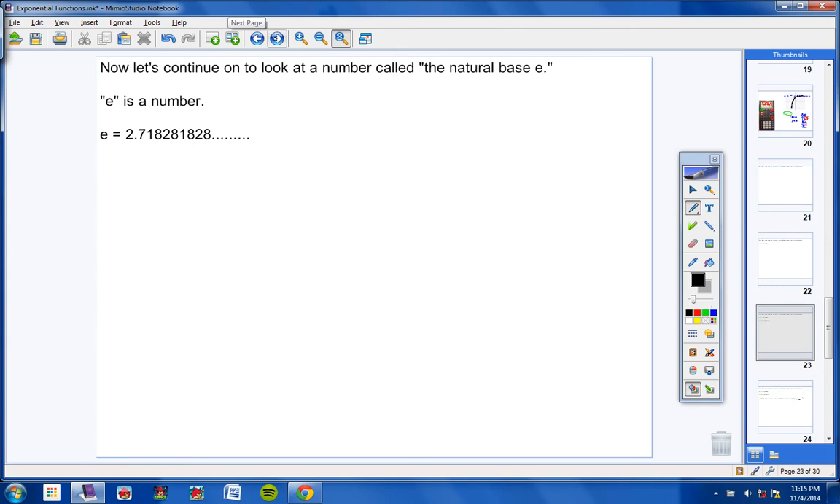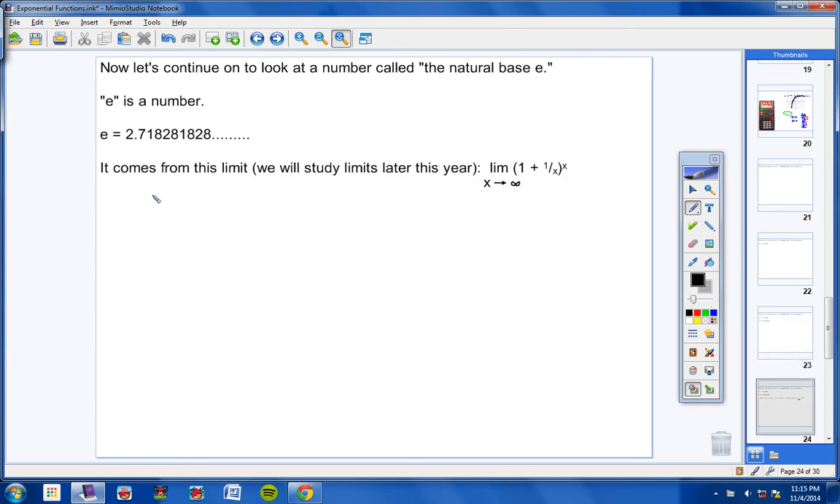Now, students, the number E comes from this limit right here. And we're going to study limits later on this year, okay? But the letter E, or the number E, comes from this limit right here, okay? And we're going to learn later what this means and how limits work, okay? But I just want to show you where it came from.